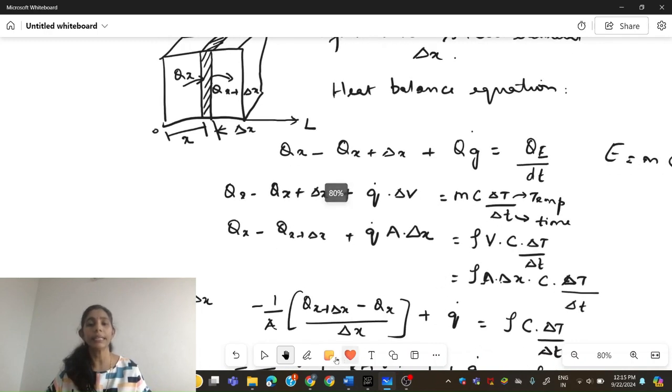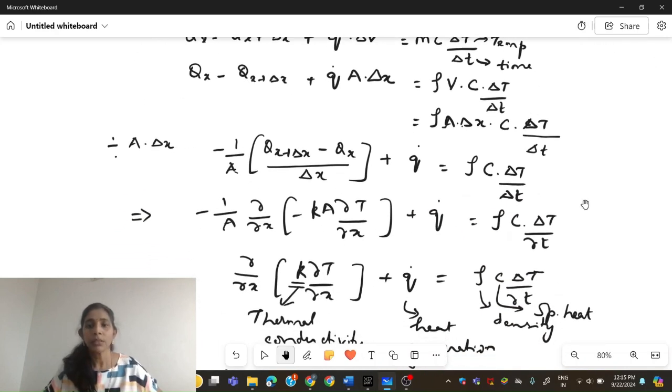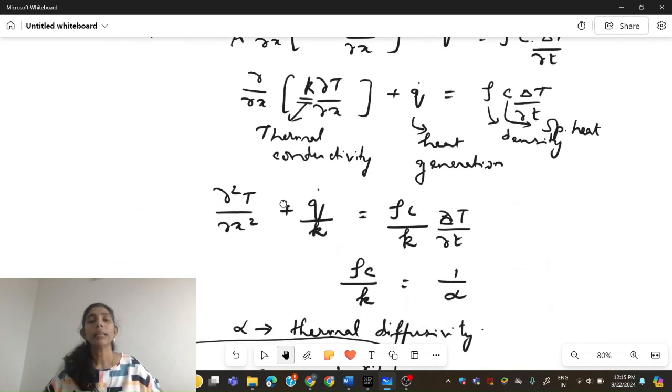I'm dividing the entire equation by A into delta x. So it finally modifies to dou by dou x of k into dou T by dou x plus q dot, equal to rho c into dou T by dou t. Now this is the condition when thermal conductivity is going to vary. But we are considering the same material, so there is no change in thermal conductivity. So I am taking it outside because there is no variation, and then dividing the entire equation by k.